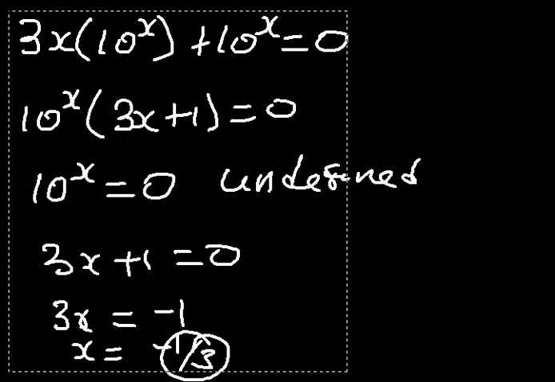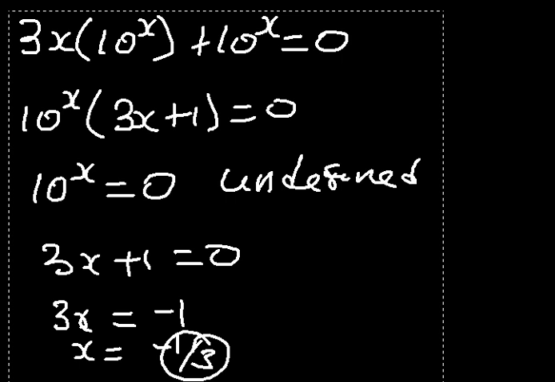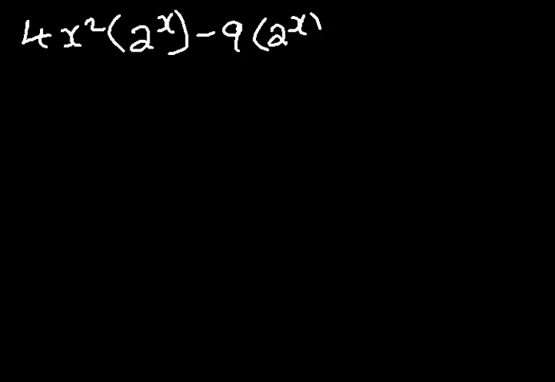How about, let's say, we have 4x squared times 2 to the power x minus, let's say, 9 times 2 to the power x, is equal to 0. So now how best should we be able to solve for this?